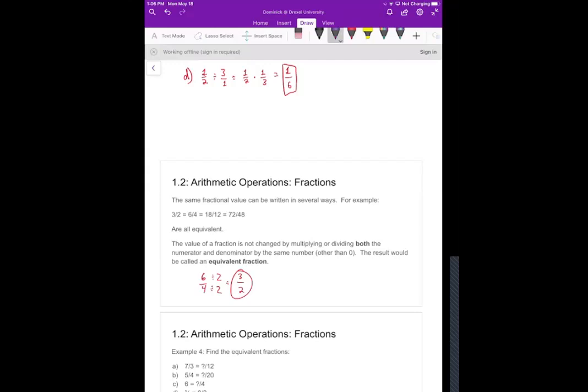And I could do a similar thing with 18 over 12 and 72 over 48. Let's just do 18 over 12 real quick. I could divide the top and bottom of these each by 6. And of course, that would give me 3 over 2 as well. So since I could divide the top and the bottom by something and still end up with 3 over 2, that means that those fractions are equivalent. All right, so that's what we mean here.